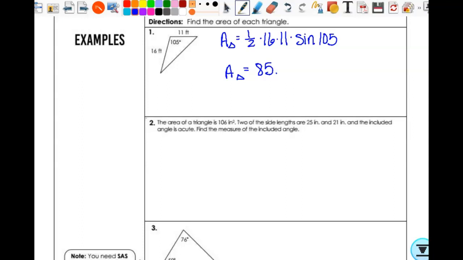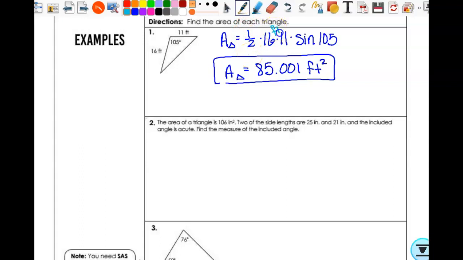And you should get 85 point what? 001. Good. And then units. What would the units look like on this? Feet what? Squared. It's area. So when we substituted these in, this 1/2 came from the formula.